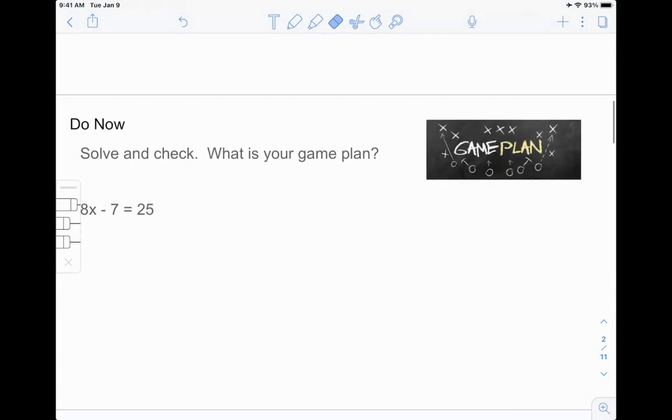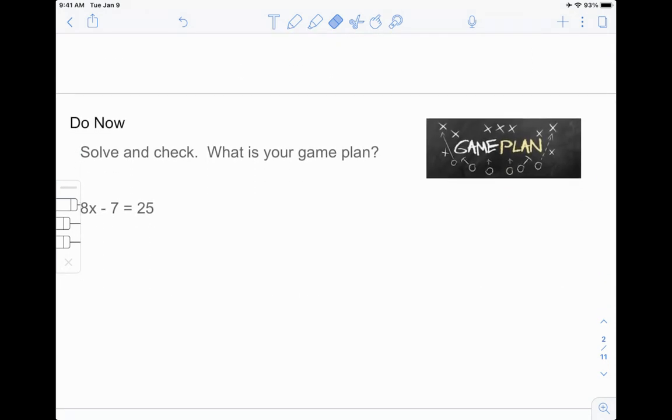So we're going to look at the do now, and it is solving a 2-step equation. And I want to remind you, you should be writing your game plan. And your game plan are the steps that you're going to do and the order in which you're going to do them. So if you remember, we undo subtraction by adding 7 to both sides. And we undo our multiplication of multiplying by 8 by dividing both sides by 8.